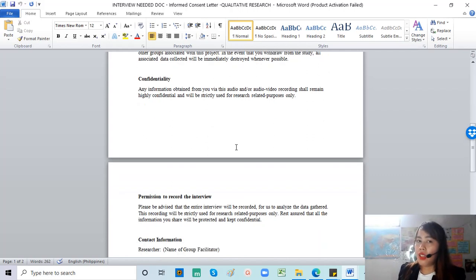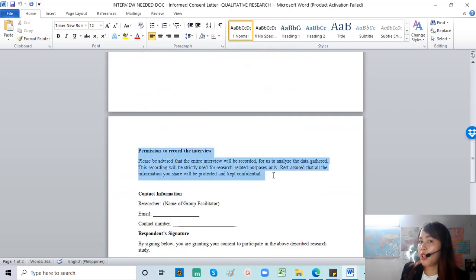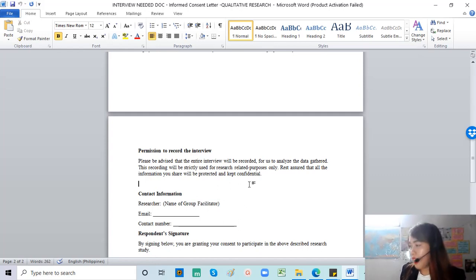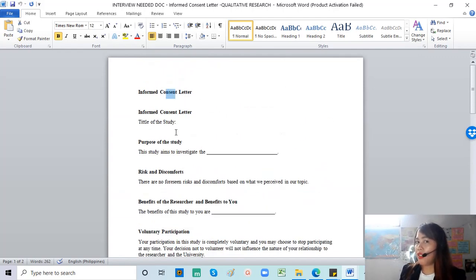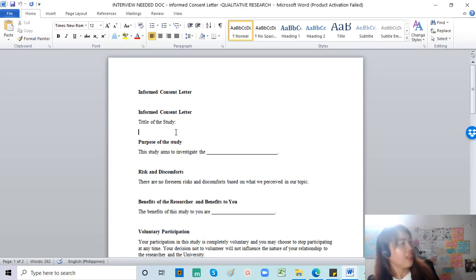And then mag-ask ng permission nga i-record ni sa interview, because the interview that we will get, it's how we analyze our data. So need na i-record siya. Again, don't worry, we will of course follow the Data Privacy Act, and rest assured, everything you will share sa karong interview karong adlaw, it will be confidential between you and me ra gid. So kanang, any questions about sa consent letter, wala ta klaro?